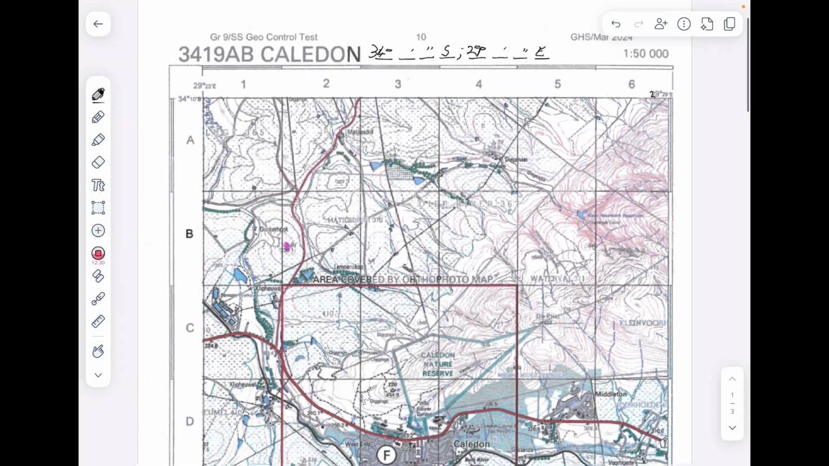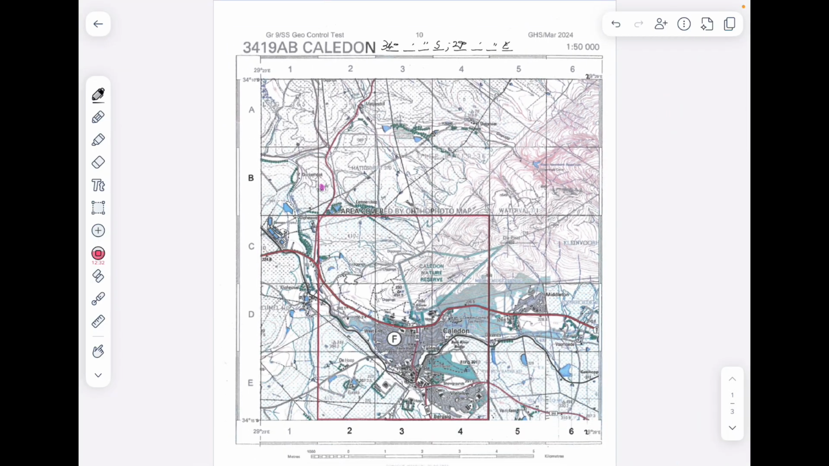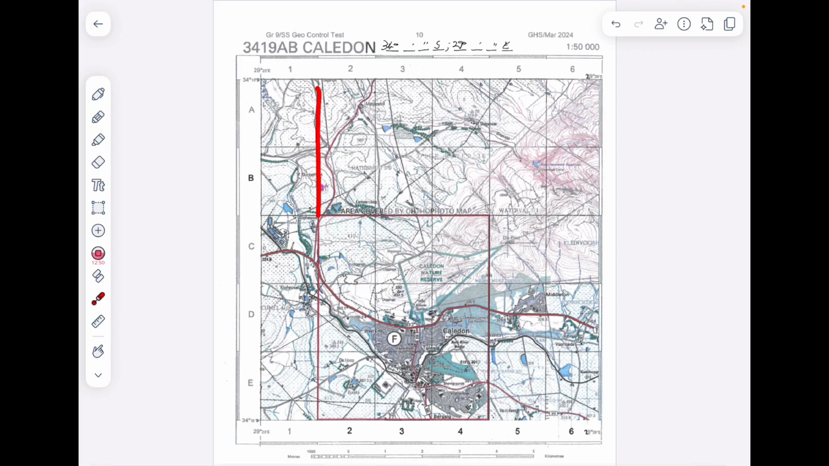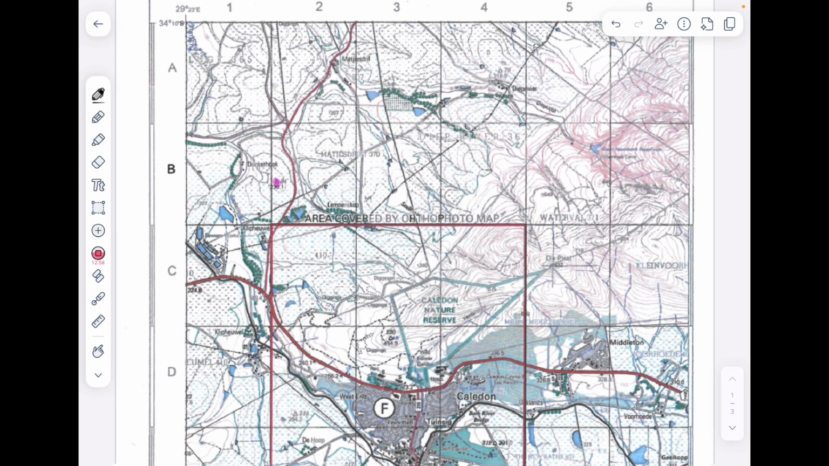Because if I buried some treasure and told someone, don't worry, it's buried at 34 degrees south, 29 degrees east, that's not very helpful. That's this entire area. It's the whole town of Caledon. It's this mountain range. It's this farmland over here. So it'll be very hard to find that treasure. So we use our minutes and our seconds to help us find things more accurately. So that's our third step.